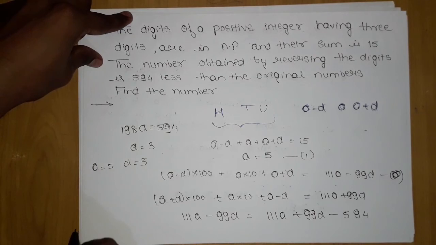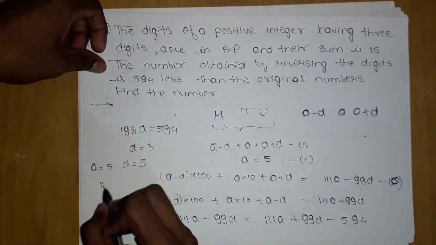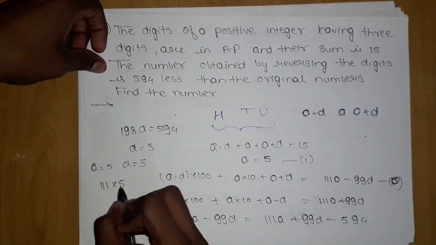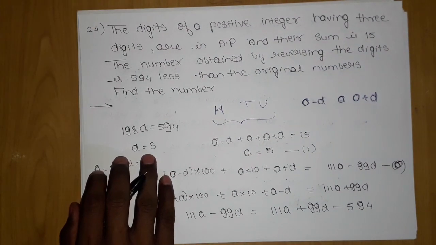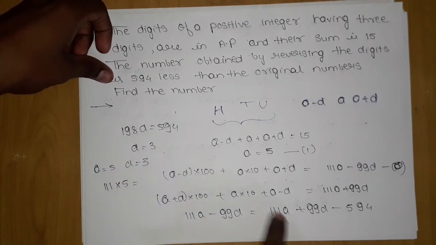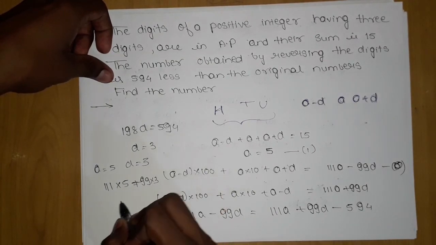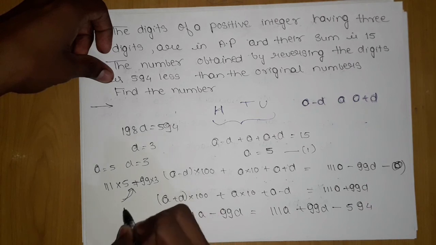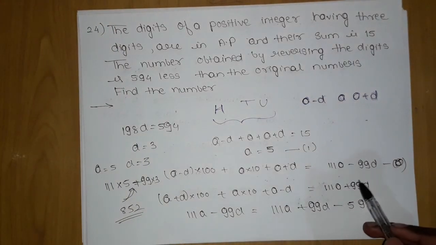So what is the number? The number is 111 into 5 plus 99 into 3. This is the number, which is 852. Hope you have understood. This is the number which we have got.